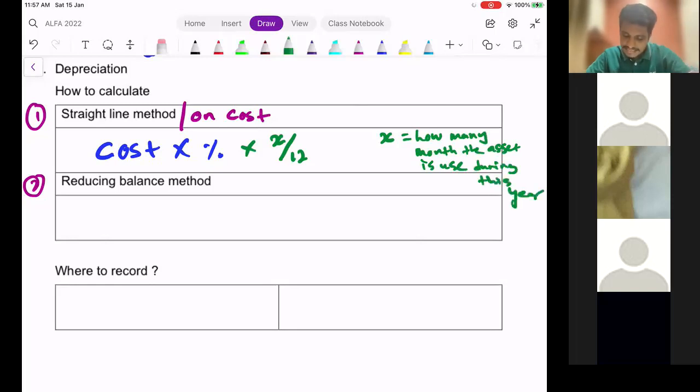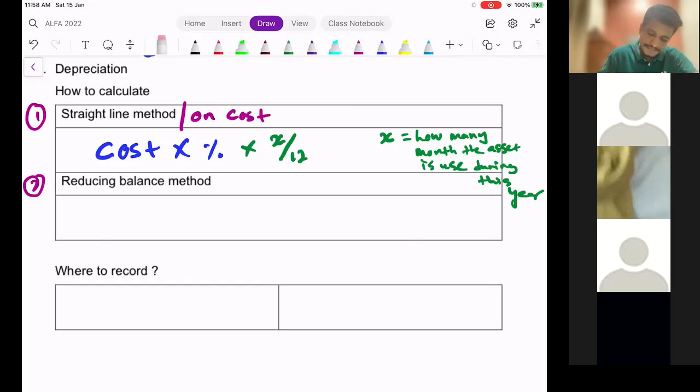How many months the asset is used during this year, only for this year. Within this year's 12 months, out of the 12 months, how many months we used the asset. When the question asks you to calculate monthly depreciation only, we calculate like this: how many months you use, then we divide over 12. The question will definitely tell you whether you need to calculate a full year depreciation or monthly depreciation. If monthly, we do the green. If they didn't say anything and they say full year, then we go for blue, only times the percentage.